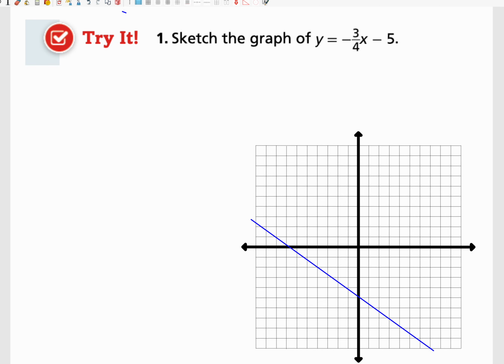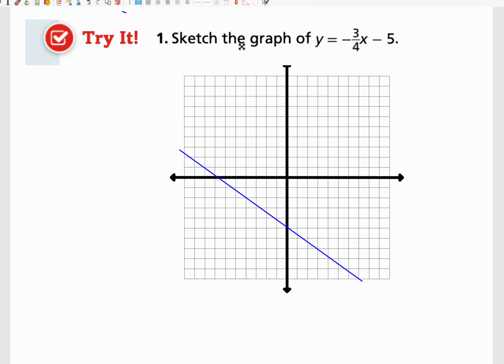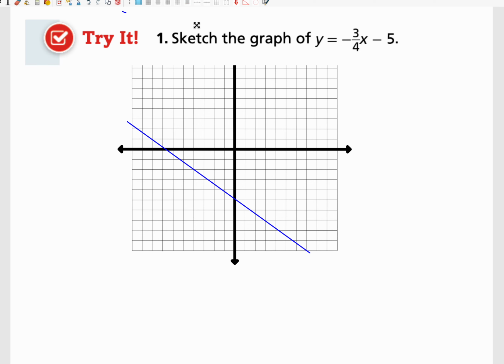And why is there already a line on this graph? What's up with that? It's already solved. I don't know why. If you're supposed to sketch it, why did I put it on there? I don't know, but here it is.